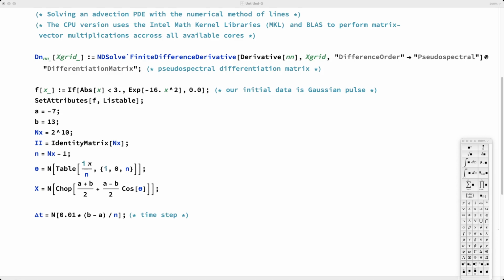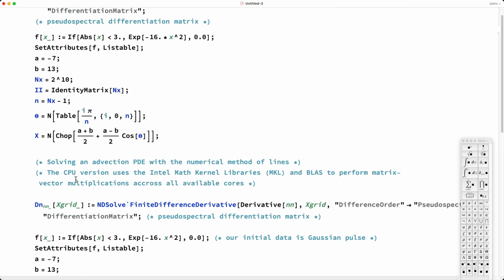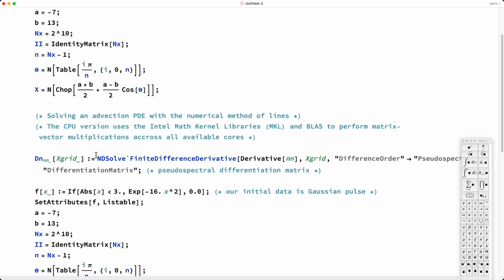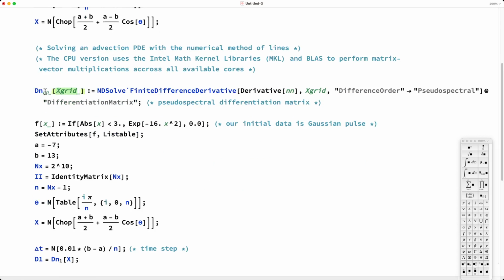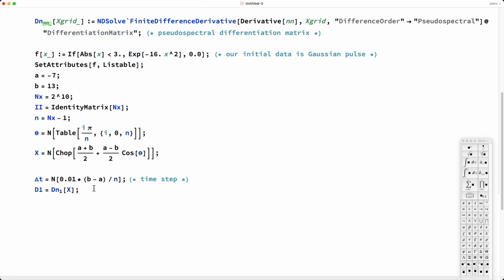we can define this matrix D1 by calling this module here and passing the grid onto it and saying that we want the first derivative, and we call that matrix D1.